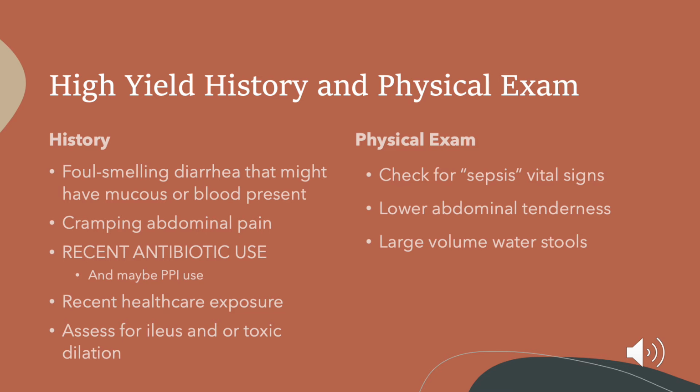On physical exam, the things you're going to want to watch out for are your sepsis vital signs. You're going to also want to assess for lower abdominal tenderness, and this is especially important because you're going to have other things on your differential that you're going to want to include or rule out based on your exam, and of course, large volume watery stools, some of which they might be having while they're in the ED.